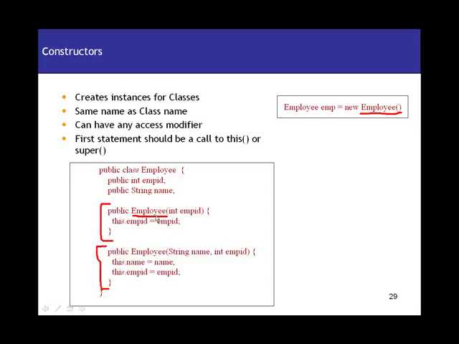And one more thing: your methods can have a return type, but your constructors cannot have a return type. And you can have any access modifier for your constructors: public, private, protected, default, anything. All right. So why do you use constructors?